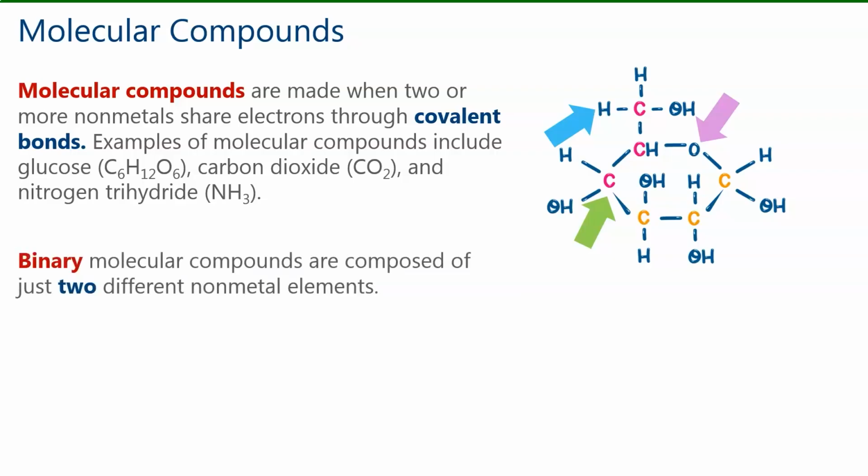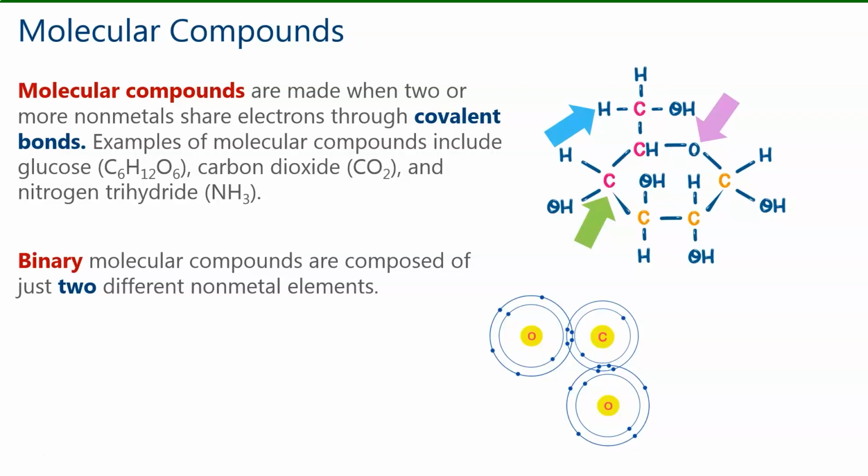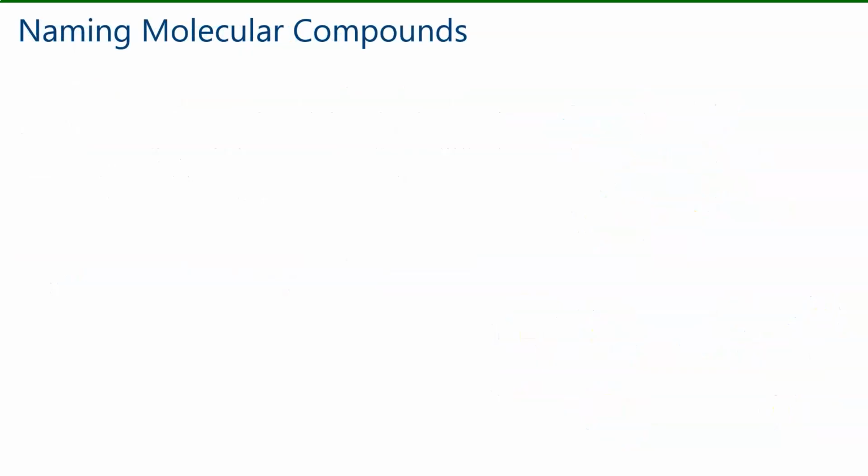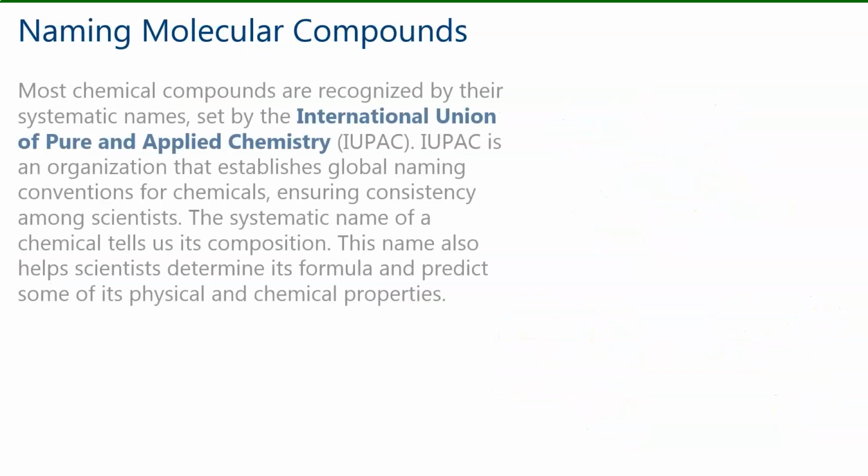Binary molecular compounds are composed of just two different nonmetal elements. For example, we have carbon dioxide here, and carbon dioxide is a molecular compound composed of the nonmetal carbon and the nonmetal oxygen. We have nitrogen trihydride as our second example, and this one's composed of the nonmetals nitrogen and hydrogen. Next, let's talk about naming molecular compounds.